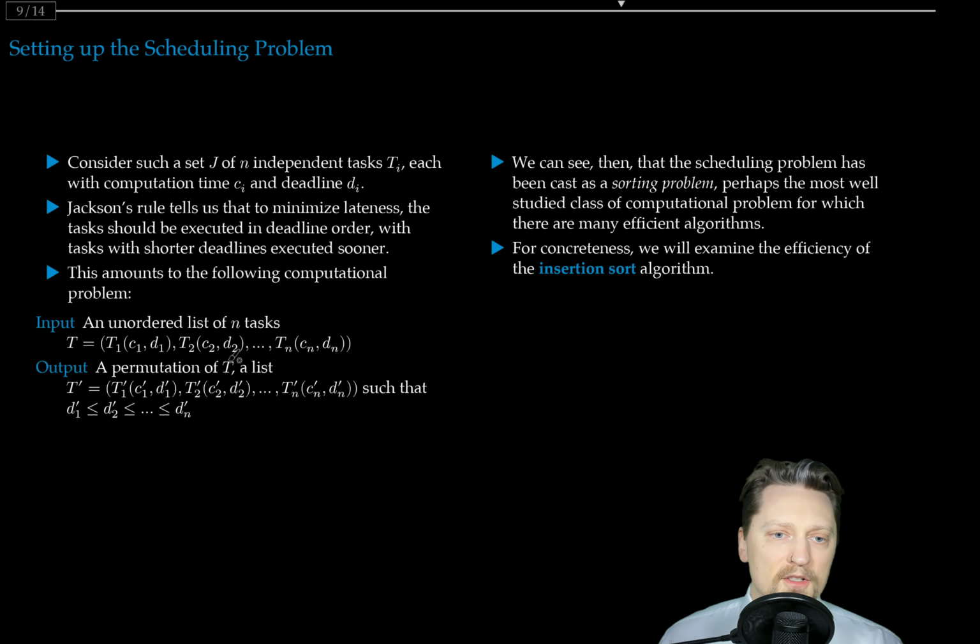Output, a permutation of T, a list T prime, so T1 prime, T2 prime, etc., such that D1 prime is less than or equal to D2 prime less than or equal to Dn prime. We can see then that the scheduling problem has been cast as a sorting problem, perhaps the most well-studied class of computational problems for which there are many efficient algorithms. For concreteness, we will examine the efficiency of the insertion sort algorithm, which is one of many sorting algorithms available.